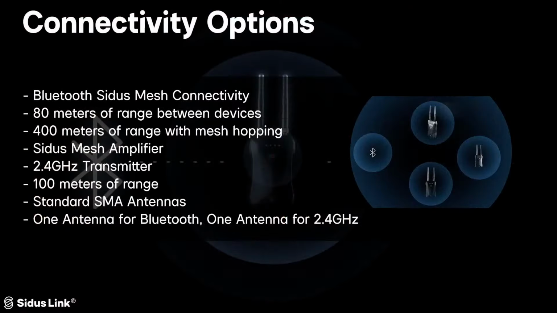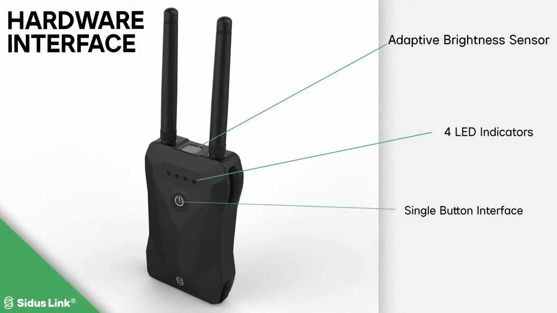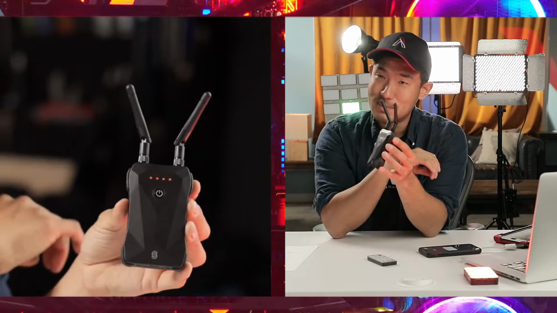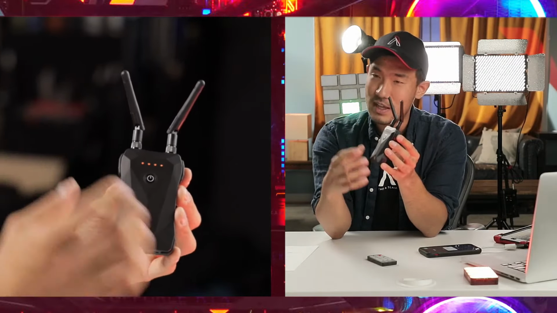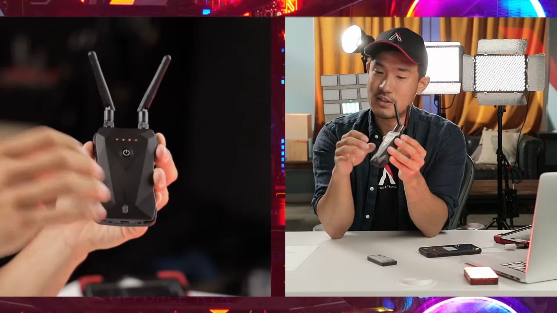Okay. Moving on from connectivity options, we got our interface and our controls. Super simple here, not a lot to cover. On the top here, I've got my adaptive brightness sensor, which we talked about. This is going to read the illuminance of the room, and the LEDs are going to go up and down. Seems like a small thing, but again, we're trying to think about the details here. Sidus really did a nice job of designing everything carefully, making sure that it's all fine-tuned.